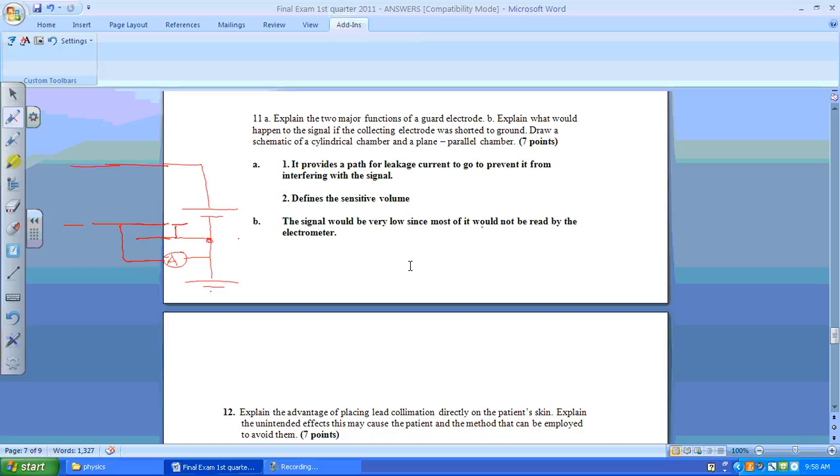What's this electrode called at the top? What's this one? It has a name. Polarizing electrode. Okay. That's where you apply the bias. 100 volts. Okay. So anyway, if this was shorted to ground, if we did this, we wouldn't read anything, right? On the ammeter. Because all the electrons would go through here, all the ions would be collected, and then they'd go into ground, so we wouldn't read anything. Okay? So it would be very low because it wouldn't be read by the electrometer.